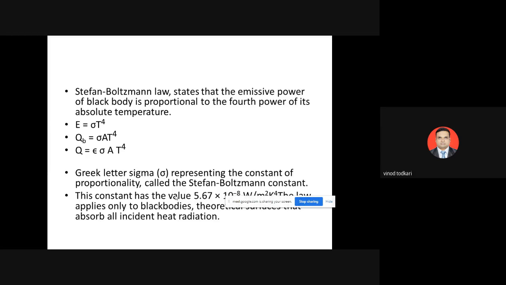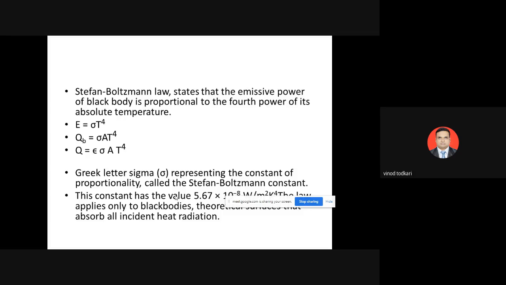Q is the rate of heat loss by radiation. Epsilon is the emissivity. Sigma is the Stefan Boltzmann's constant. A is the area. Let's say if you take a spherical ball, the surface area of that spherical ball will be 4 pi r square. If you take a wall, the surface area of the wall will be length of the wall into height of the wall. If you're considering both sides of the wall, it will be 2 into length into height. If you're taking a cylinder, the surface area of the cylinder will be 2 pi r l. So A is the area through which radiation heat loss is taking place.